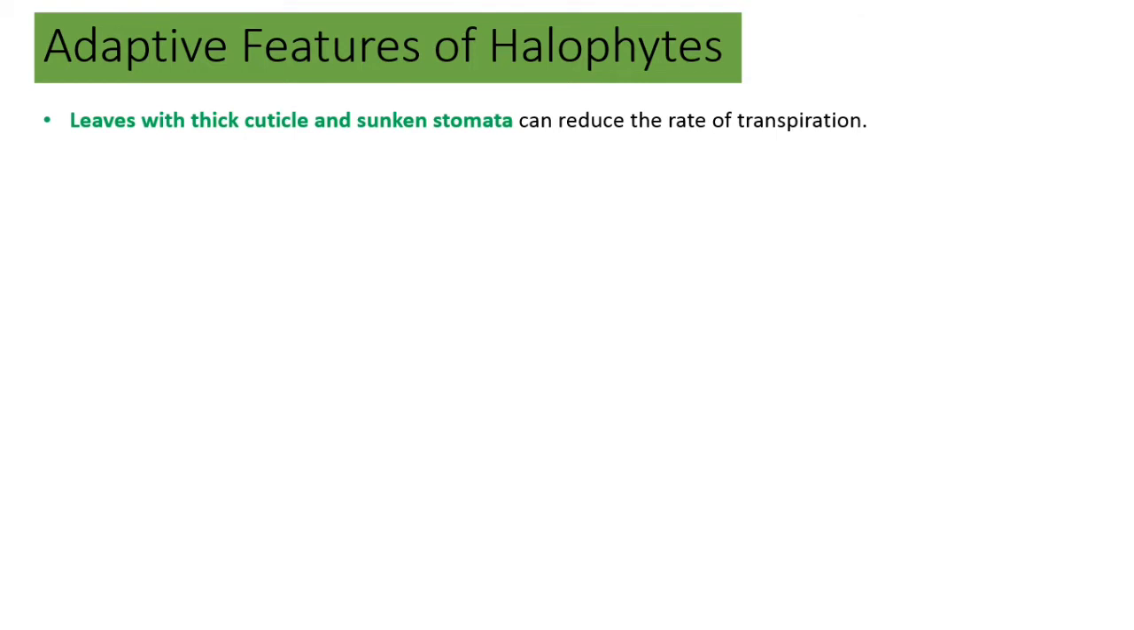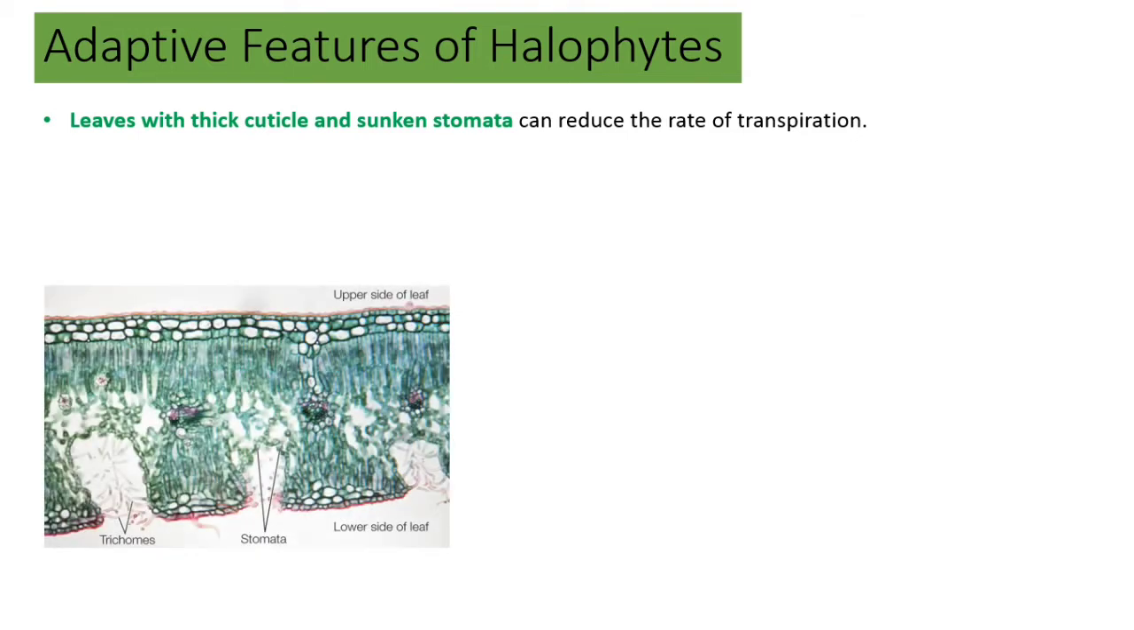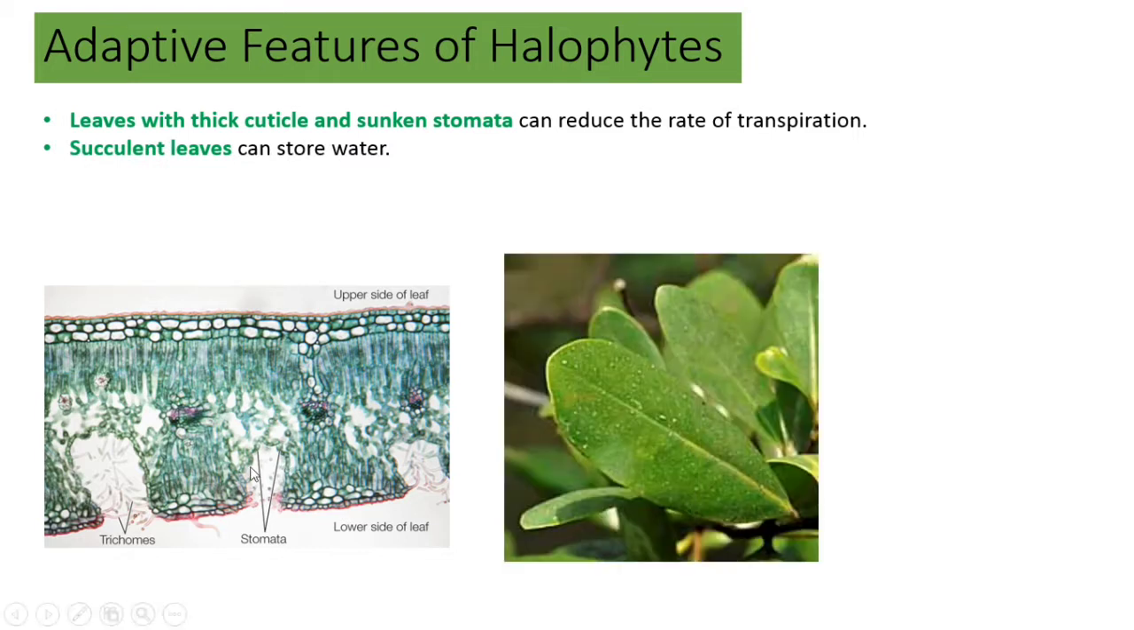So, we discuss the leaf. The leaves of the mangrove have a thick cuticle and sunken stomata, which can reduce the rate of transpiration. So this is the cross section of sunken stomata. We can see the stomata is sunken in the leaf. Succulent leaves can store water. So this is the picture of a mangrove leaf. We can see the structure of this leaf is succulent, which means it can store water inside the leaf.